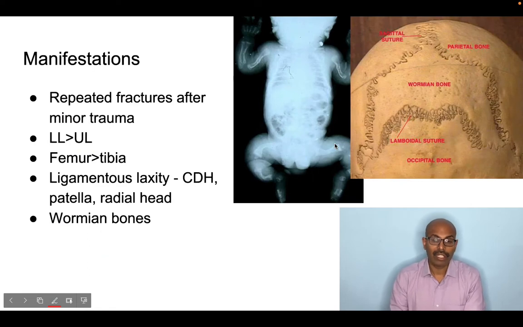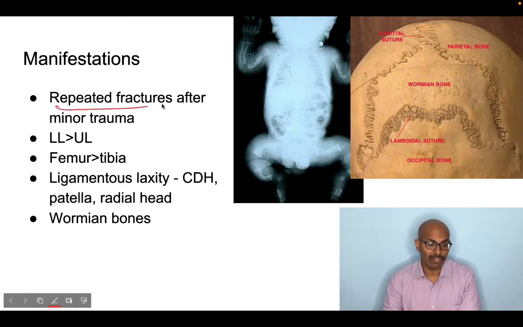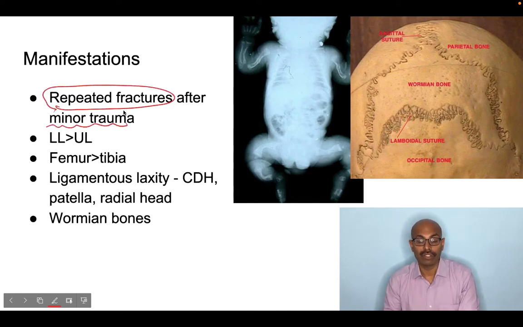So what are the clinical manifestations? The clinical manifestation most importantly is repeated fractures. Repeated fractures after minor trauma. So if in the clinical vignette you have a child with minor trauma having multiple fractures, you should suspect osteogenesis imperfecta.